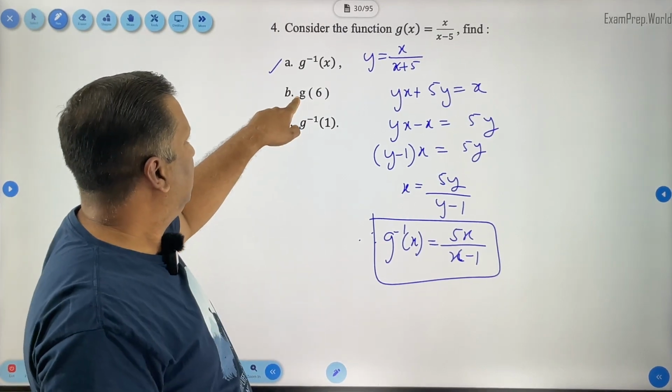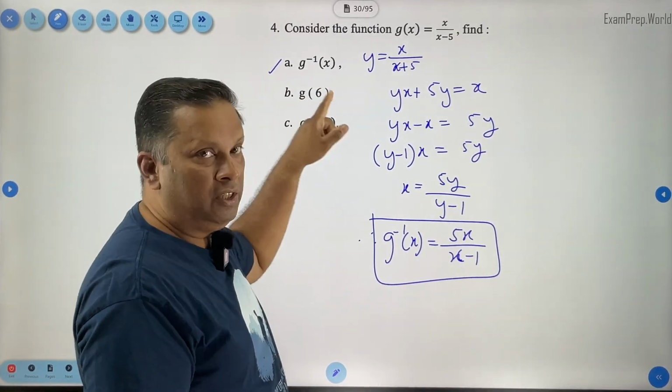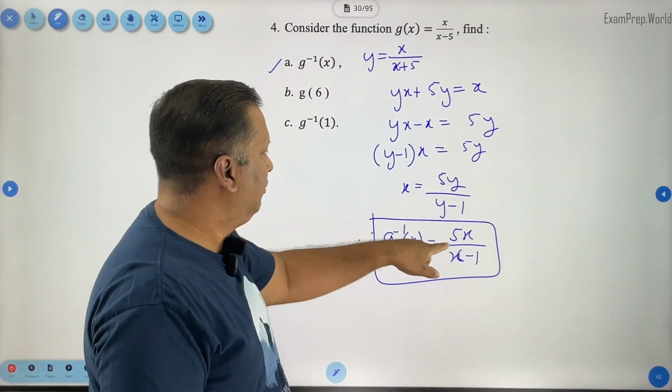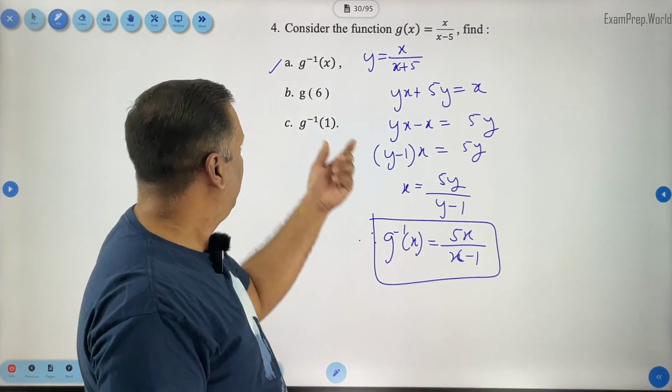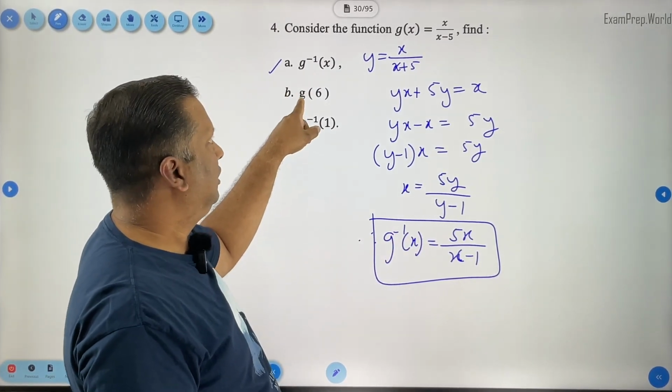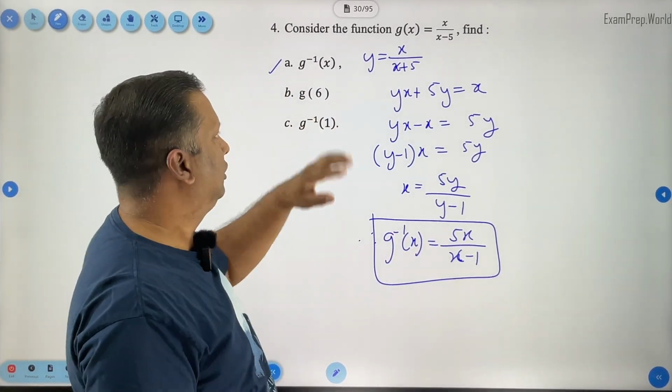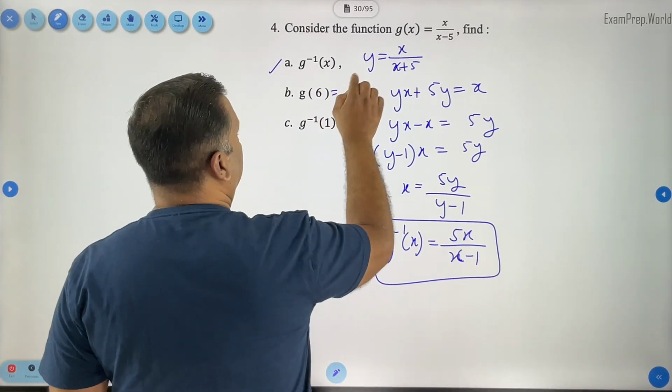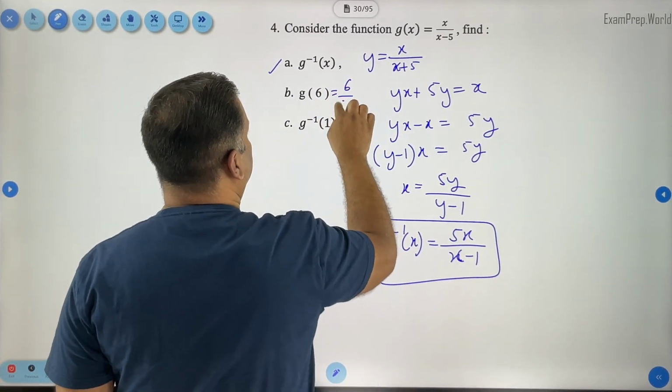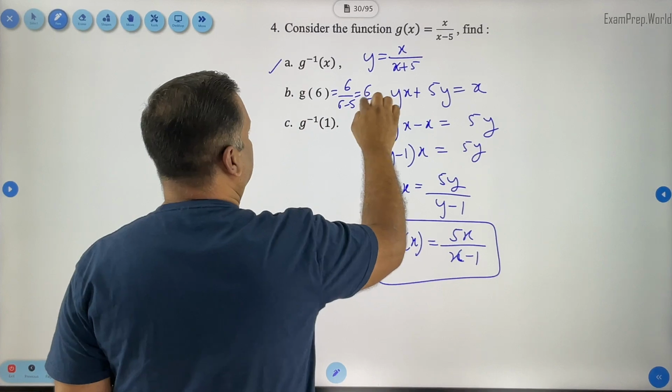Right, now they are asking the value of g of 6. See, be careful, many people will directly input 6 here. This is an inverse function, you have to put it in the main function. They are asking directly the value g of 6. So this is very simple. Input 6 here, 6 by 6 minus 5, answer is 6.